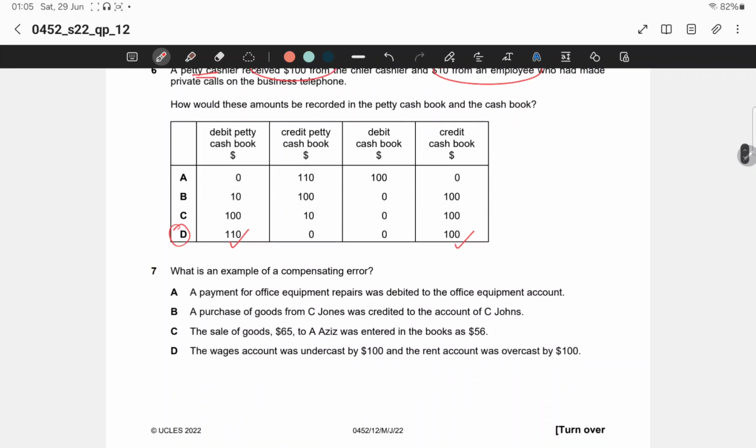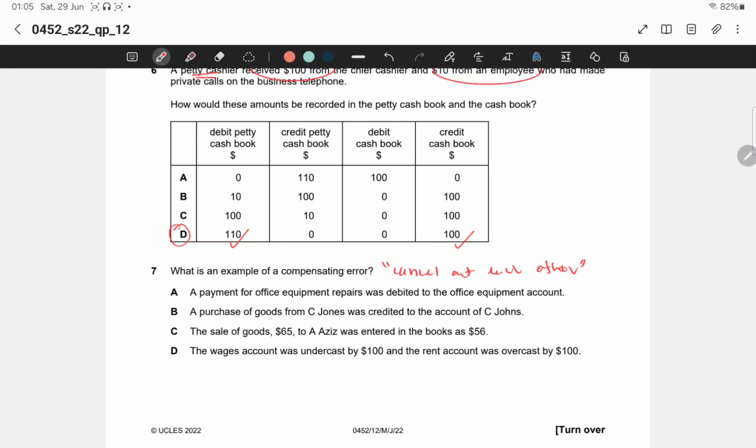So what is an example of compensating error? You just remember what compensating error is. You remember the keyword: cancel out each other. I just remember it like this. So, cancel out each other. Let's go through one by one.